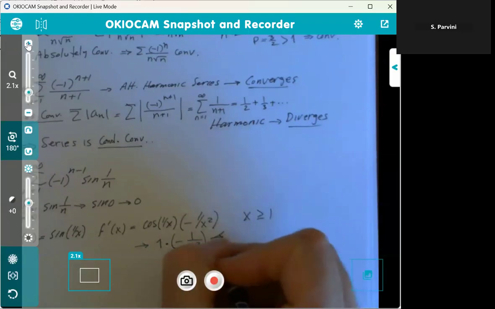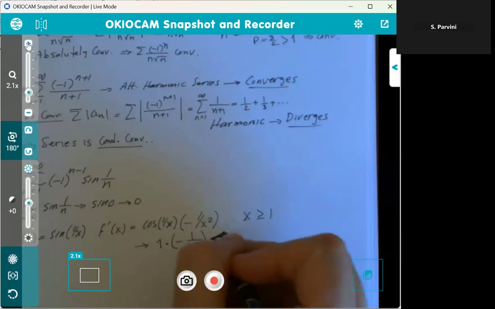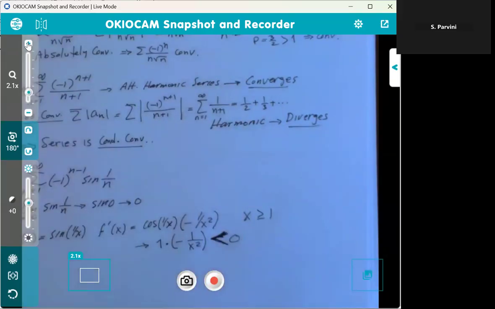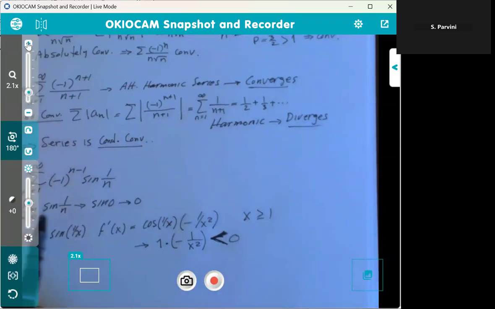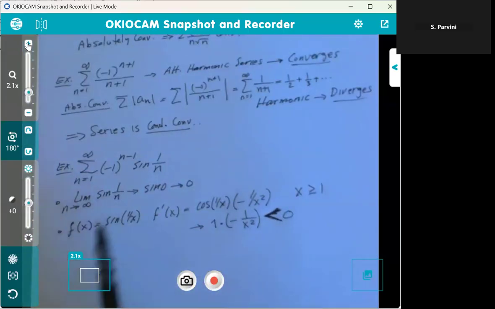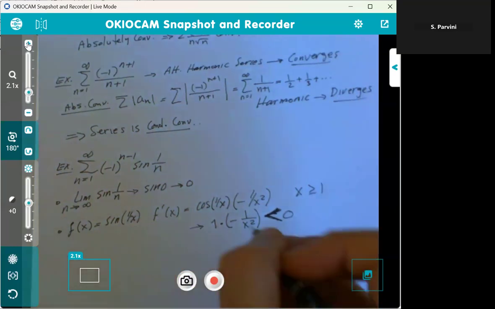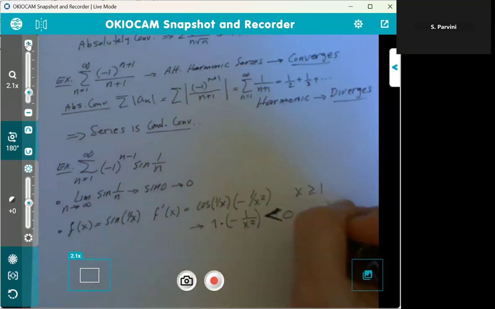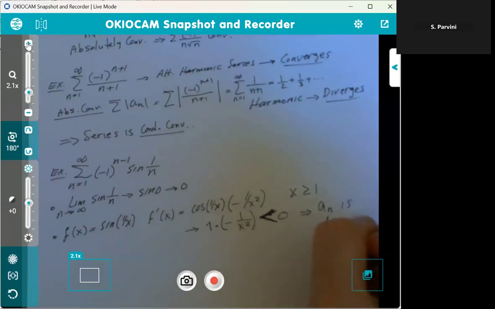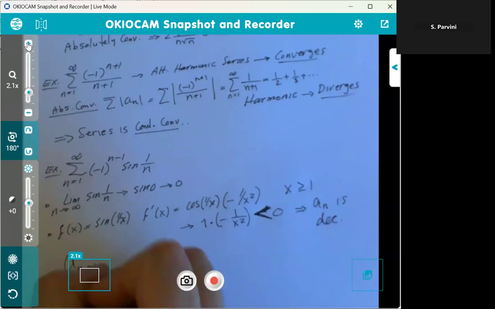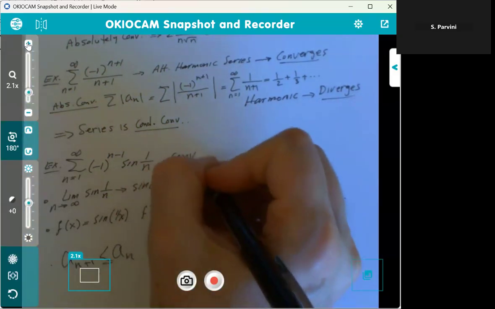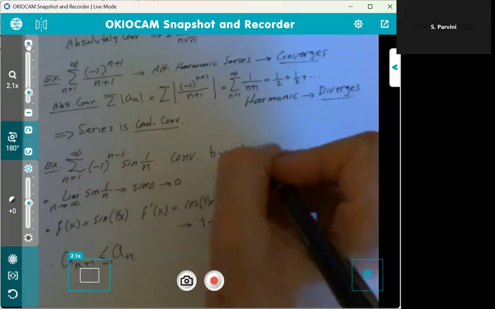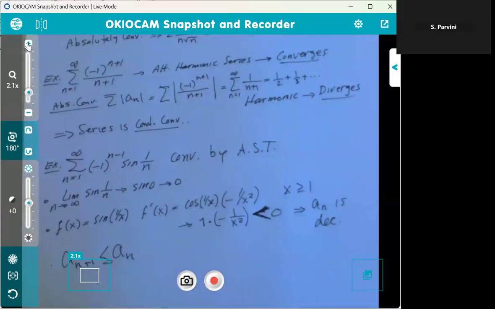So this is going to be less than 0. We're thinking decreasing or increasing. That's what we're doing here. The first one was the limit, the second one is increasing or decreasing. So this means a_n is decreasing. In other words, a sub n plus 1 is less than or equal to a sub n. All right, so we established that. Therefore, this series converges by the alternating series test. So the series converges on its own.